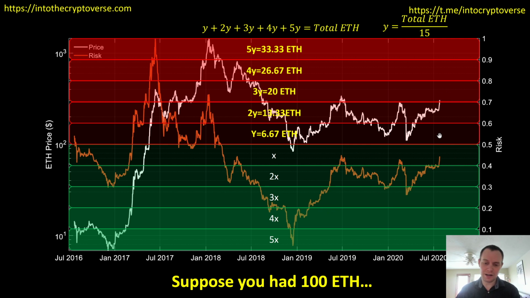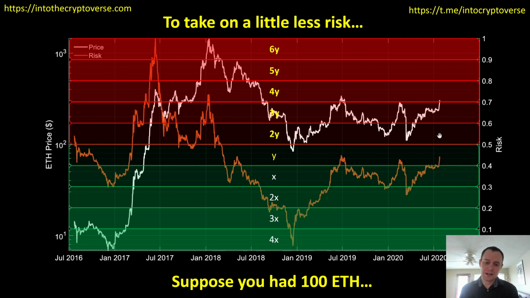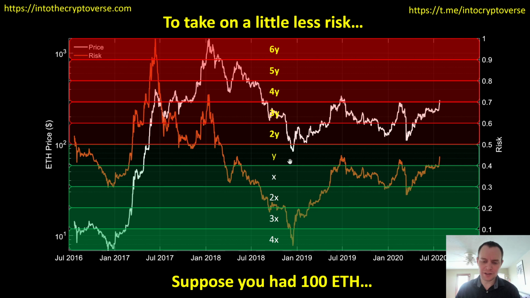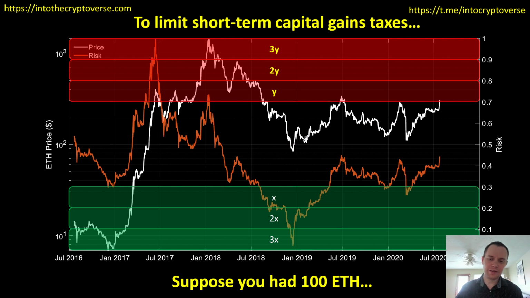So this is the general idea. Now, let's say you wanted to limit your short-term capital gains and you don't want to be buying and selling. You don't want to buy here, sell here, buy here, sell here, because you just don't want to have to worry about the tax implications on that. One thing you could do to limit short-term capital gains taxes is to only buy in the lower risk levels down here, and then only sell way up here.